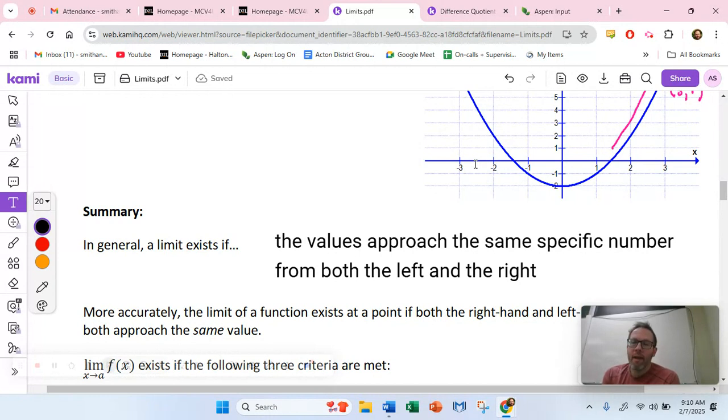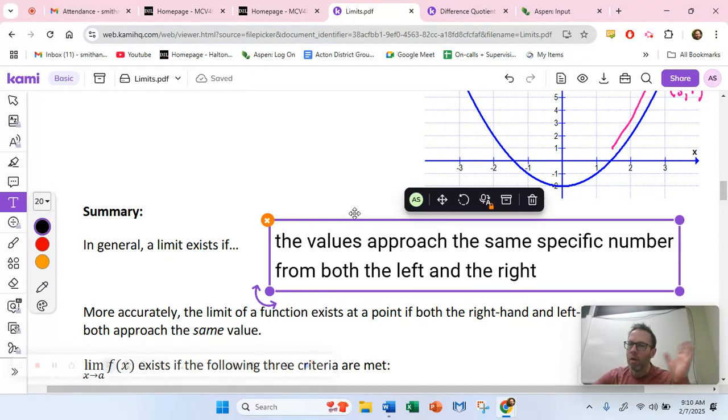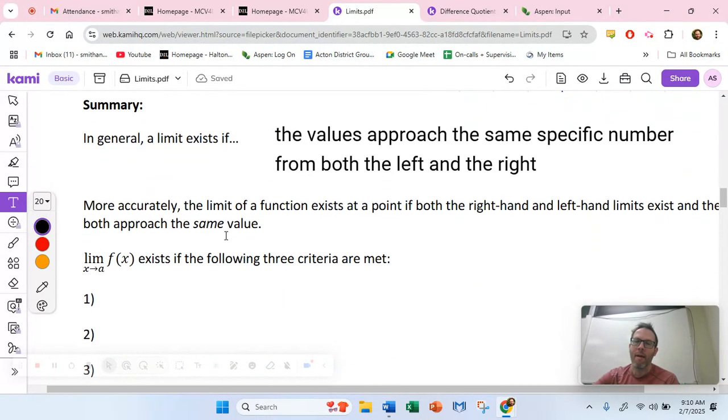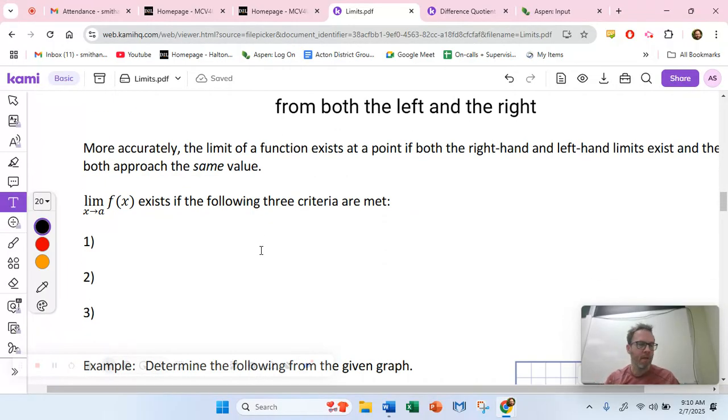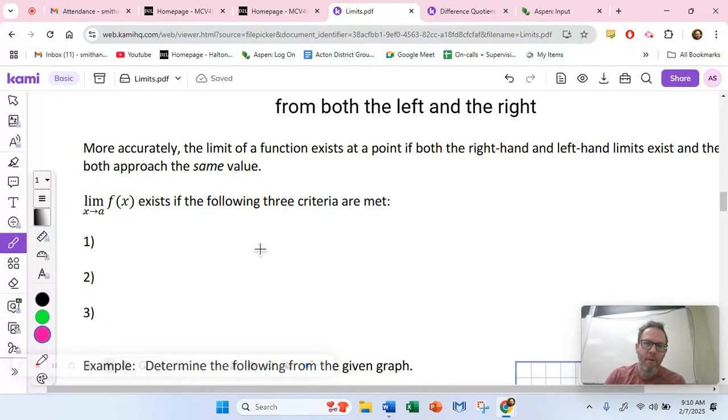Formally, we are going to say that the limit as x approaches a for some function exists if these 3 criteria are met. We're just going to turn this general idea of a limit existing into math. So here are the 3 criteria. Now you might wonder why the third one is needed, and I'll show you an example of why. But the first condition for a limit to exist is that the left-hand limit has to exist. So the limit as x approaches a from the negative side of f of x exists.